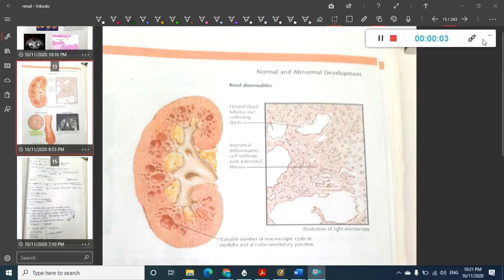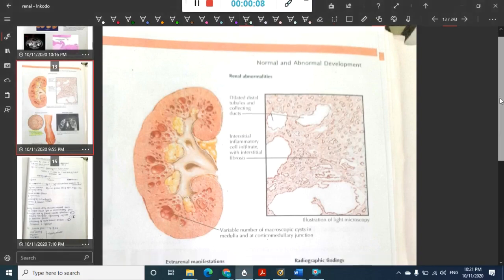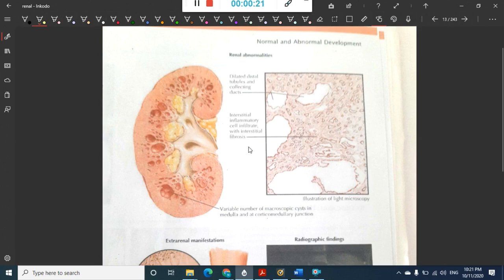In this chapter, let us now learn a few points about nephronophthisis. So this is the picture of nephronophthisis. This is the kidney where you see many macroscopic cysts. In nephronophthisis, you can see many macroscopic cysts in the medulla and in the corticomedullary junction. In the medulla you are seeing these cysts, and these are also seen in the corticomedullary junction.